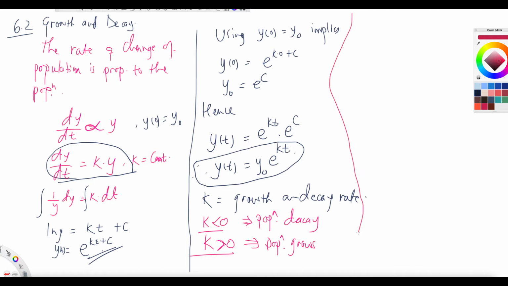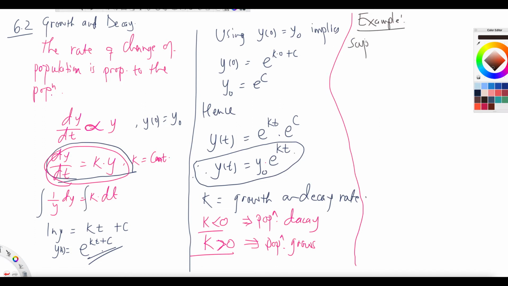This is called the exponential model. The solution of this type of differential equation is y of t equals y sub 0 times e to the kt, where y sub 0 is the initial population and k is the growth rate or decay rate. It depends on the value of k. If k is positive, the population will grow. If k is negative, the population will decay. All right, now let us see some examples, and then we will go from there.